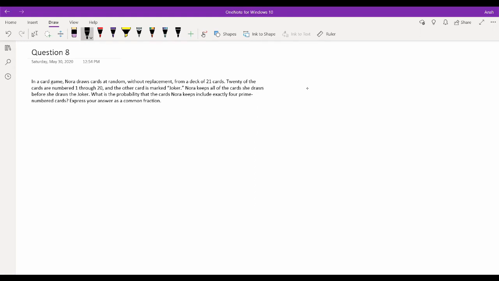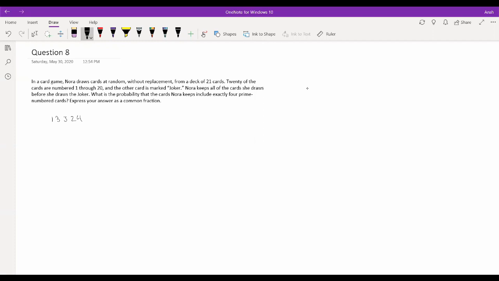If you look at the relative placement of the joker, each permutation corresponds to a specific ordering in which Nora draws some amount of cards and stops at a joker. So, let's say for a smaller example, there are only 4 cards. The permutation 1, 3, joker, 2, 4 would correspond to just Nora drawing the cards 1 and 3 and stopping at the joker. So we have already come up with another way to count this.